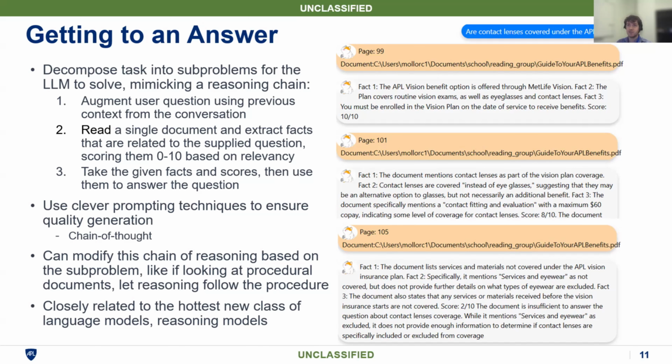So we aren't trying to answer the question yet. We're just trying to get facts that are relevant to the question. And then we say, okay, finally, take the given facts and scores and then use them to answer the question. And this is really inspired by clever prompting techniques that have been shown to ensure quality generation. One of the big ones being chain of thought.